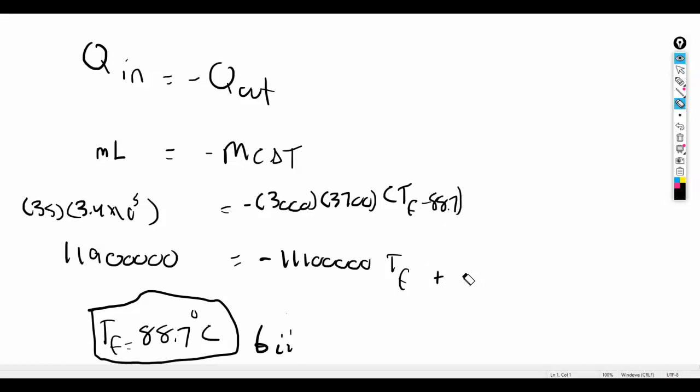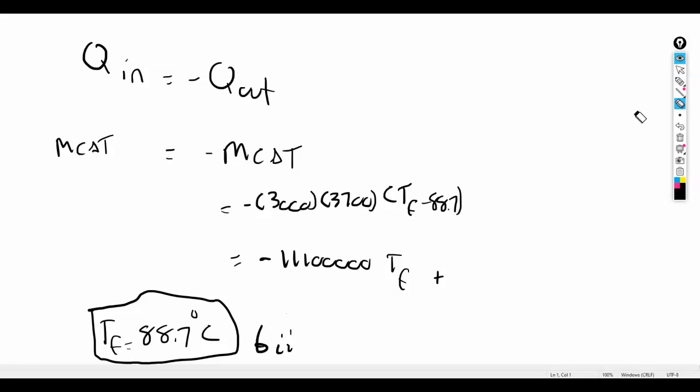If I treat it like that, instead of having three terms on the left side, now all I have is an MC delta T term for the melted block of ice. The melted block of ice is going to have a mass of 35, a specific heat capacity of 4200, and a final temperature of T final minus its initial temperature, which is 0. Rather than write T final minus 0, I'm just going to write T final. So 35 times 4200 is 147,000 TF. Now all I need to do is combine like terms.